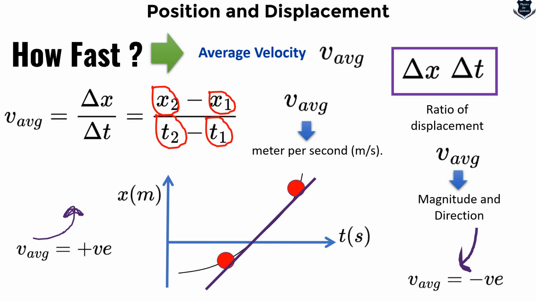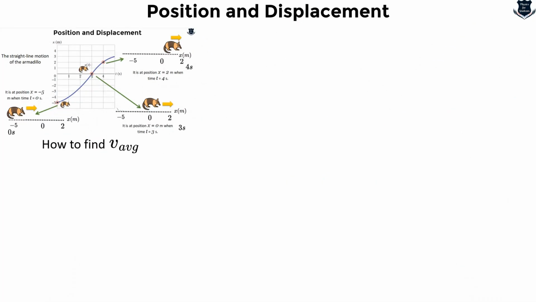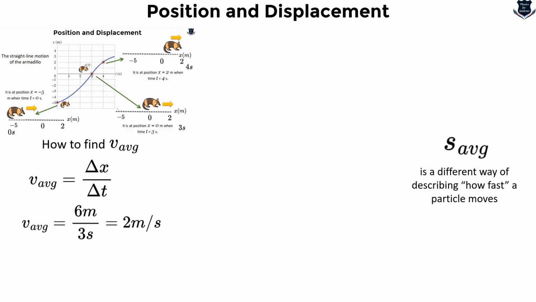And the average velocity always has the same sign as the displacement delta x, because delta t is always positive, and it has a magnitude and direction. Now, what we get from here is that we can find the average velocity. It will be change in position by change in time, so we can get something like this.